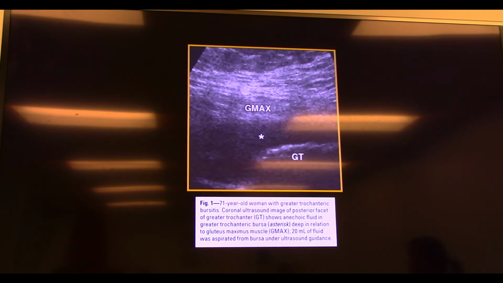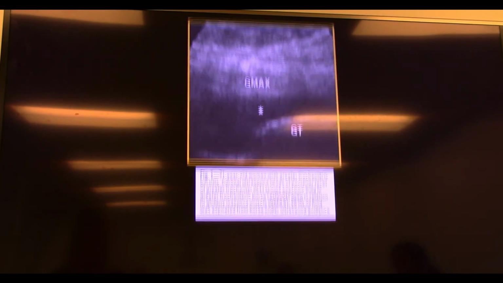so there are actual measurements that they will use in terms of the bursa to determine whether it's actually pathologic or whether that would be considered within normal limits. In this patient, they actually were able to aspirate 20 milliliters of fluid. That's one example where ultrasound is sometimes a better tool to use over MRI because you can actually treat the patient at the same time.